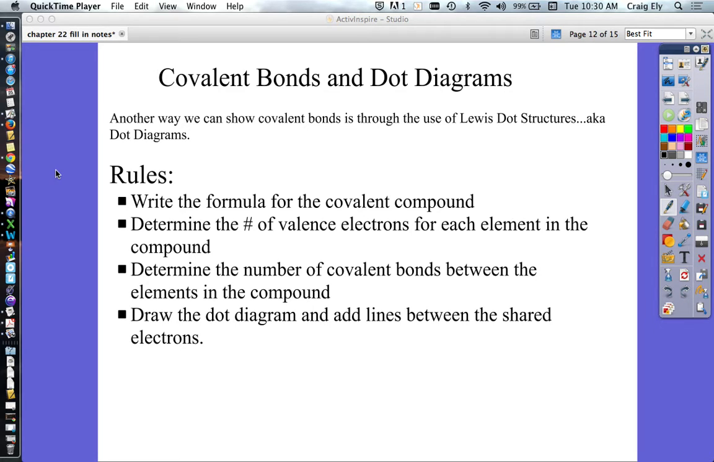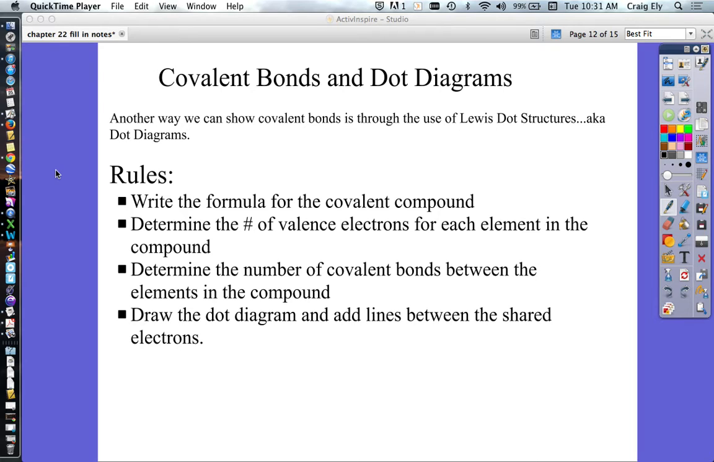Now, what we can do is use dot diagrams to show the bonds that form between the nonmetals during a covalent bond when we make a covalent compound. Okay, now remember, you can have more than one bond in a covalent compound. So you're going to see how that's going to come into play with this video. All right, let's run through the rules real quick.